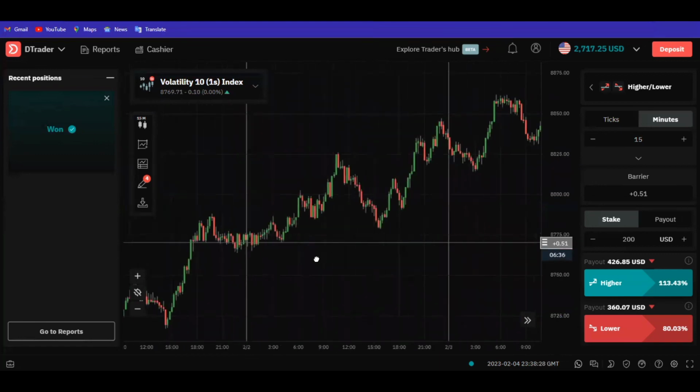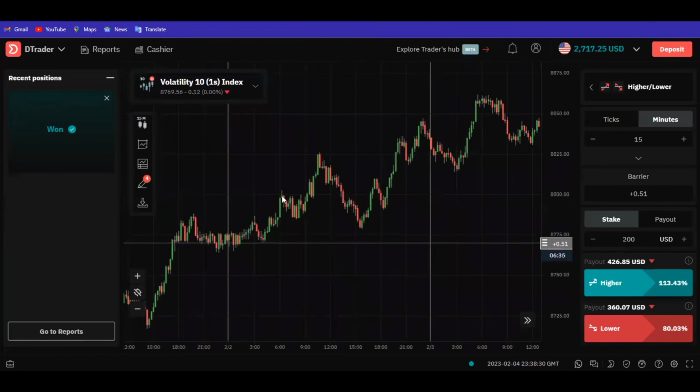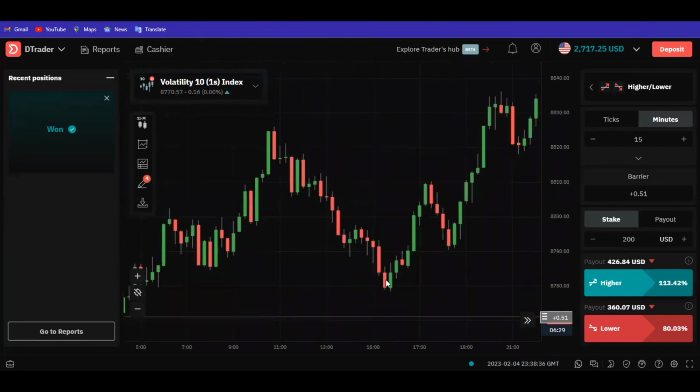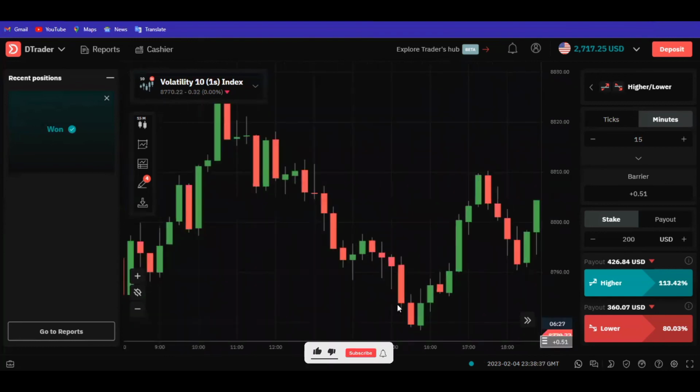Acha nikuonyeshe iko na retest, ndio hii hapa. So retest ya kwanza ni hii hapa, acha tu zoom, ndio hii retest. Ndio hii retest, hii ndio ilifika kwa retest, eh?